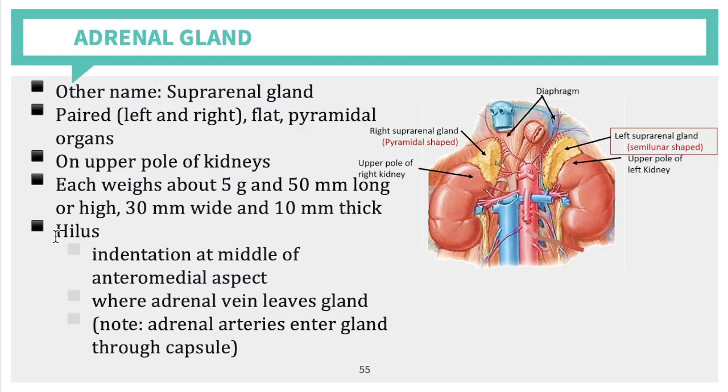Hilus. You have a hilus, which is an indentation at the middle of your anteromedial aspect, where your adrenal vein leaves the gland. Take note, your adrenal arteries enter the gland through your capsule. So therefore, your adrenal gland also has a capsule, which is the outer covering of this gland.